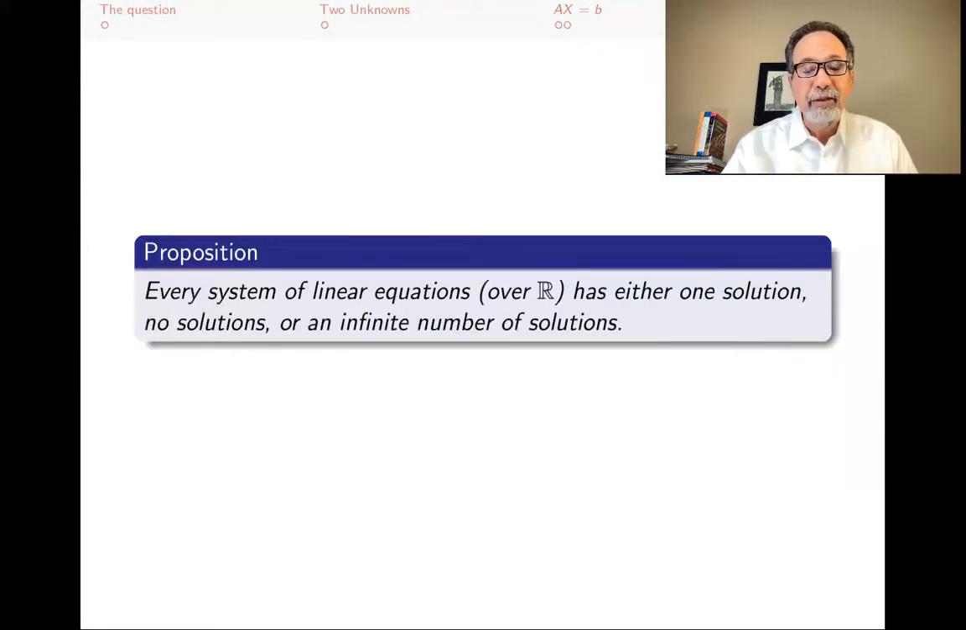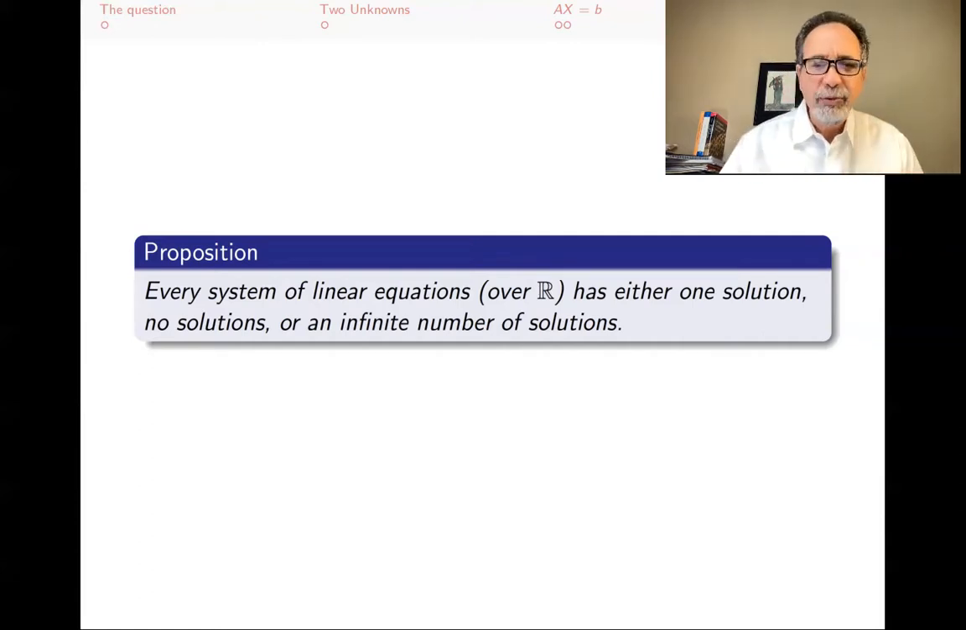And we're almost at the end of this short lecture. There is this proposition that every system of linear equations over the real numbers, meaning that we're looking for solutions that are real numbers and the coefficients are real numbers, has either one solution, no solutions, or an infinite number of solutions. Again, the content is to say that there can never be 3 solutions or 47 solutions. And in this particular case, it's actually important that we're over the real numbers.